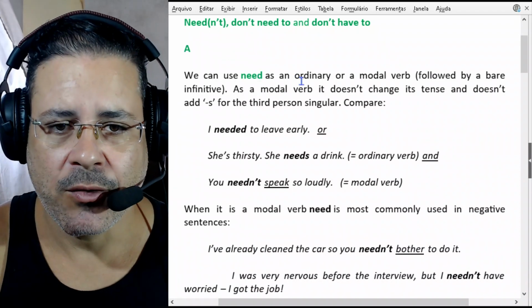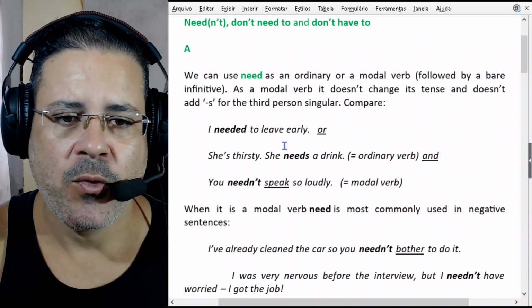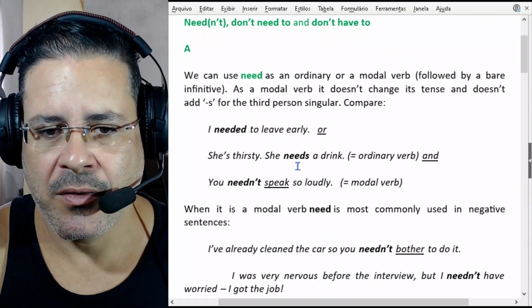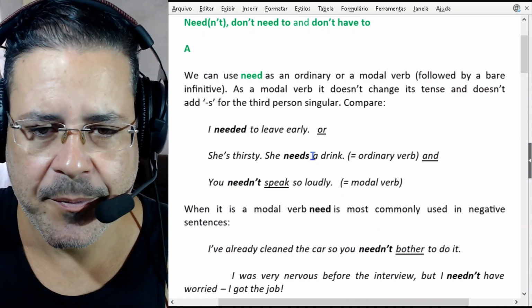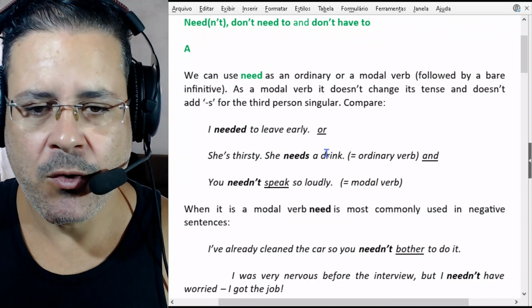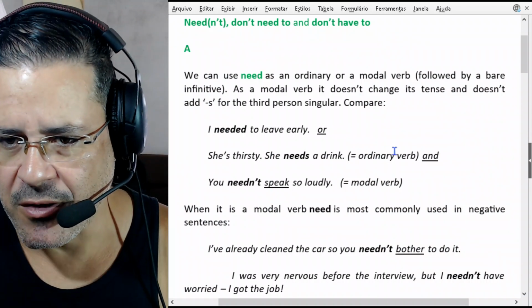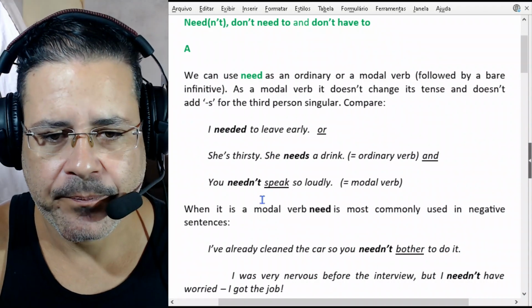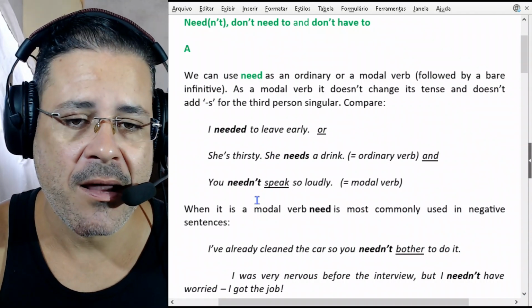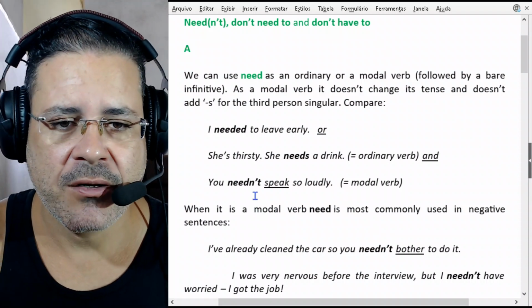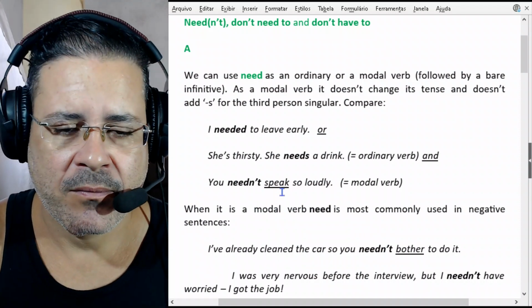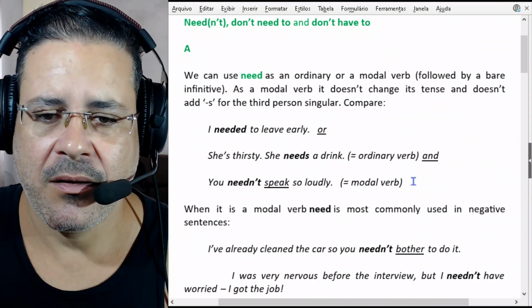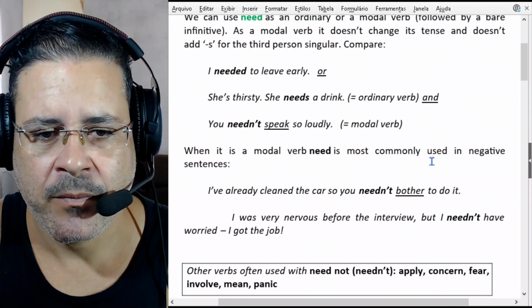Need can be an ordinary verb or a modal verb. When it's with its variations in the past or in the present, with the adaptations for the personal pronouns, we're dealing with an ordinary verb. And when it is in its unchangeable form, the form that doesn't allow the addition of ed in the past or doesn't allow to infinitive in front of it, we're dealing with the modal verb. Okay, let's move on.